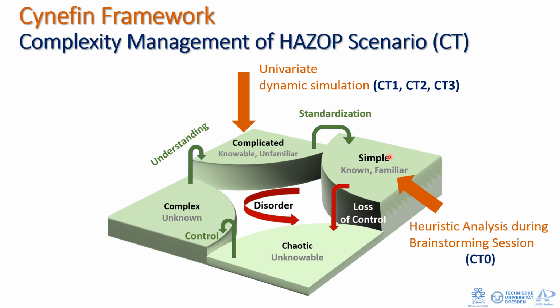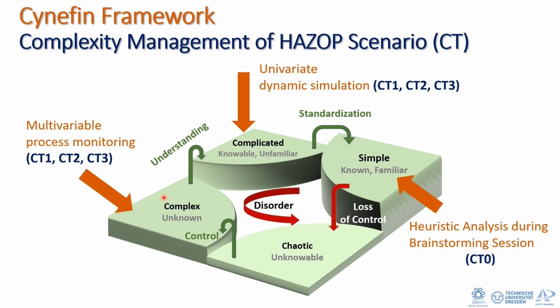CT1, CT2, CT3 HAZOP scenarios are considered as complicated cases if a dedicated analysis is needed to understand the dynamic behavior of the process and the known correlations. The Univariate Dynamic Simulation is necessary and sufficient to scrutinize these HAZOP cases. CT1, CT2, CT3 HAZOP scenarios are considered as complex cases if a dedicated analysis is needed to understand the dynamic behavior of the process, but the correlations are not known. The multivariable process monitoring is applied to provide a holistic understanding of the dynamic behavior of the process.